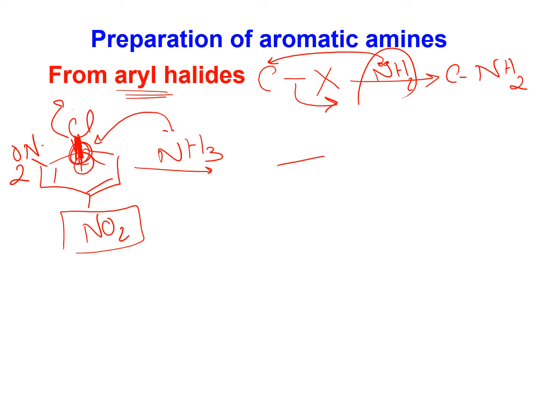So you will add a nitro group at the ortho and para positions of the halogen so that you can easily replace the halogen by the amine that you need to include in the structure. This is how you can prepare aromatic amines. Let's go to the preparation of aliphatic amines.